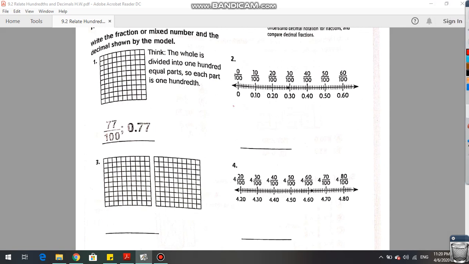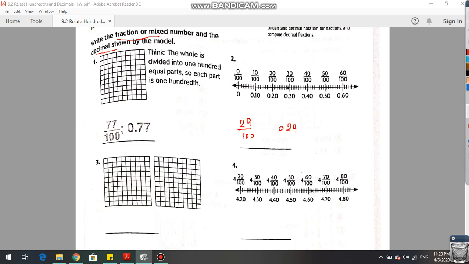Here he wants me to write the fraction or mixed number and the decimal shown by the model. So I'm gonna write the fraction or mixed number and a decimal. Let's see here. The point is exactly before 30. Before number 30 comes number what? 29. 29 over 100, so it's 29 hundredths. How I'm gonna write it as a decimal? 0.29. Now number 3, of course, I can't see the part that is shaded, so I'm gonna leave it.